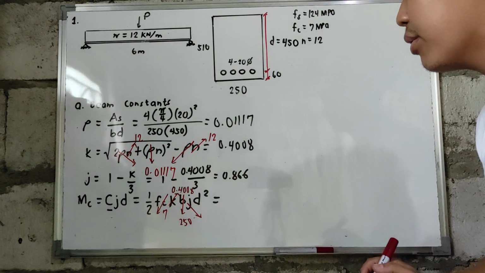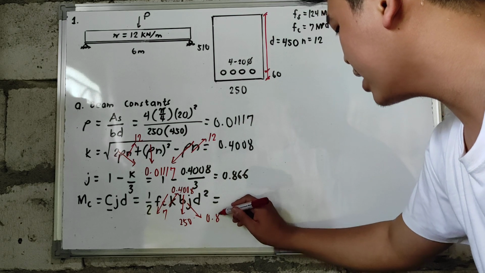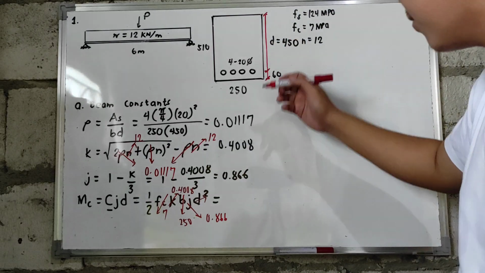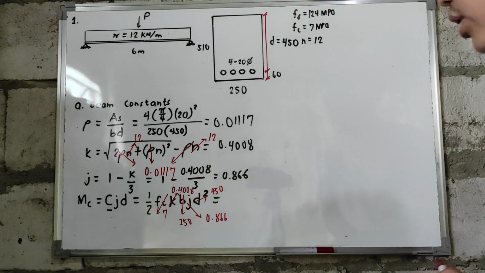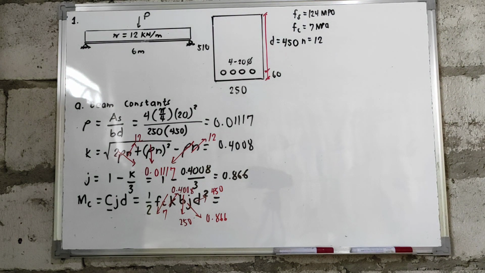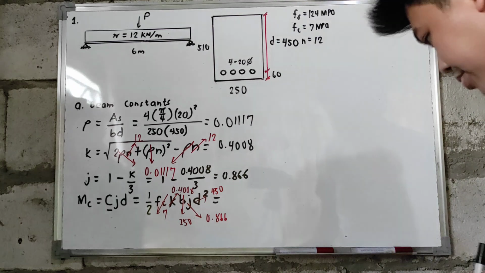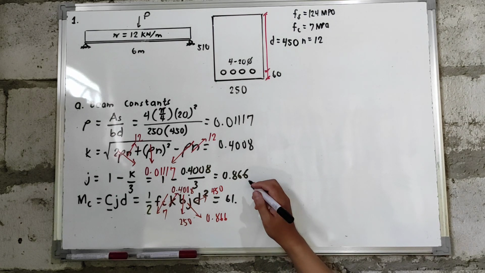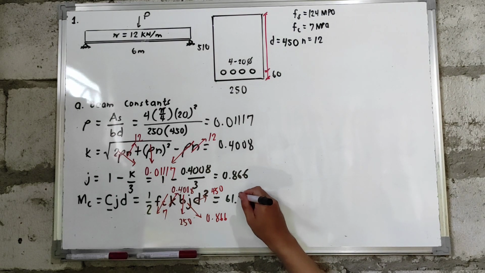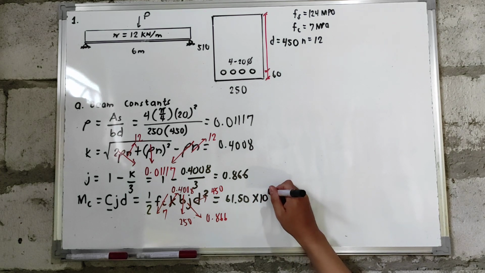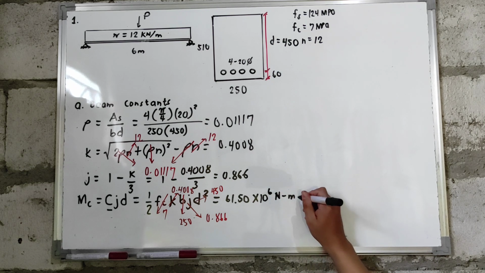Yung J, that is equal to 0.866. And yung effective depth naman natin na naka-squared, that is 450 naman. So, kung i-compute natin yan, so you will have a value of your resisting moment in concrete, which is equal to 61.5 times 10 raised to 6 Newton mm.